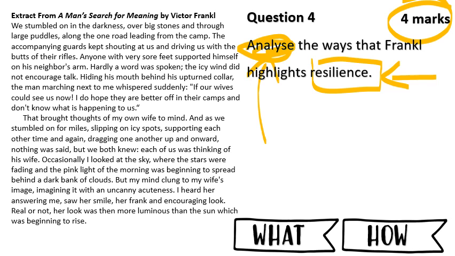So to get the 4 marks, you want to show that you can skillfully analyze the way that Frankl highlights resilience, where you are providing relevant textual evidence. So you want to make sure that you are giving me 3 or more examples. Can you find 3 or more examples of resilience in this text? 3 or more examples of language features that create this idea of resilience. Now, I'm not going to read the whole text now. You have the text, you can read it for yourself, but let's just have a look at the first 2 paragraphs.